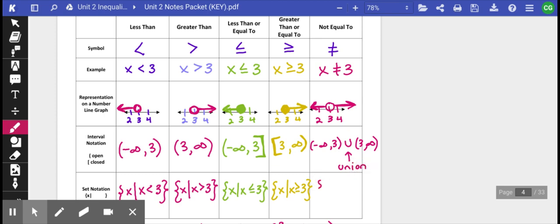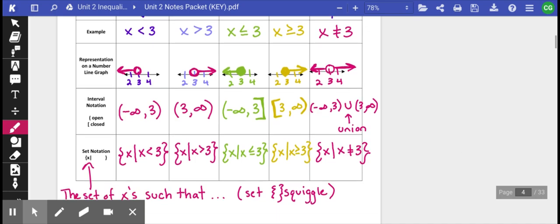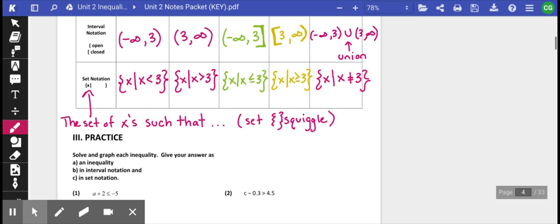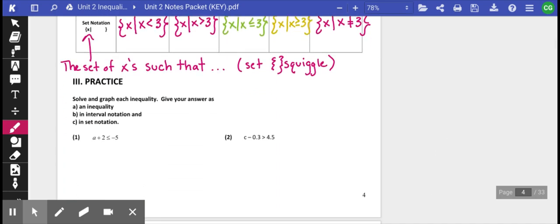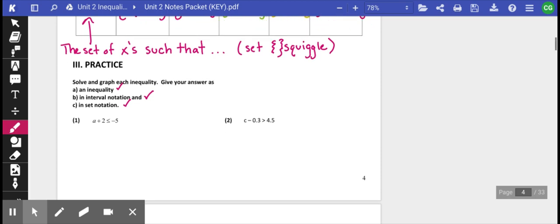And for my set notation, I'm just copying my example. So the set of x's such that x is not equal to 3. So when I'm solving problems that have inequalities in them, I'm going to solve the inequality, write it in interval notation, and then write it in set notation.